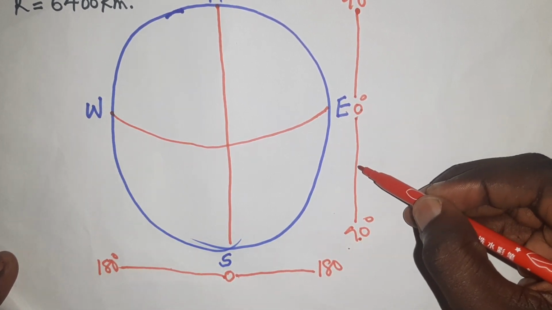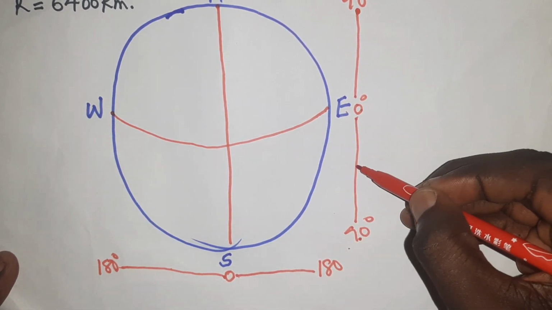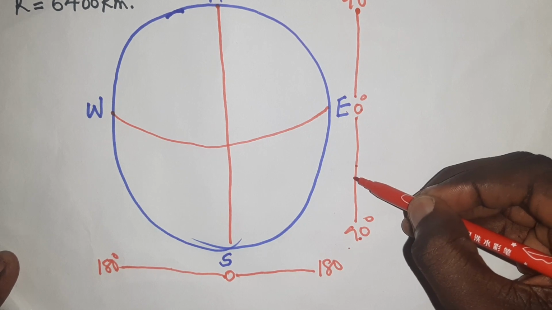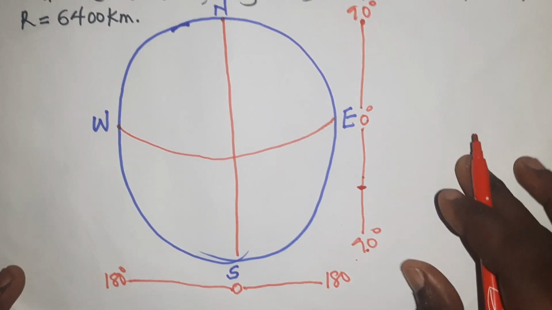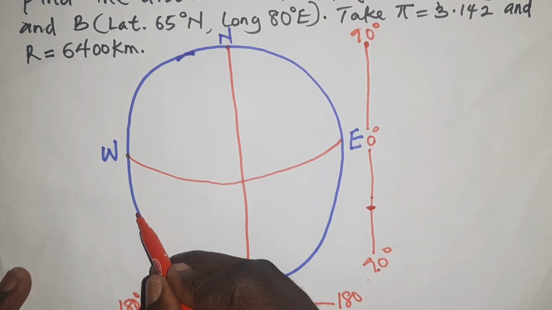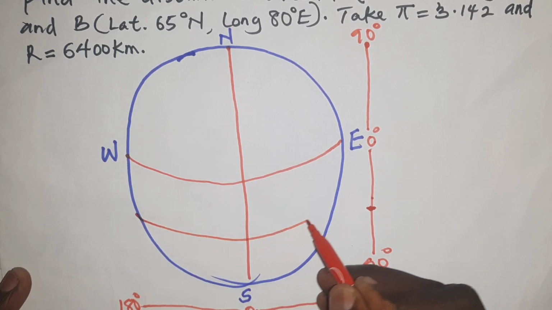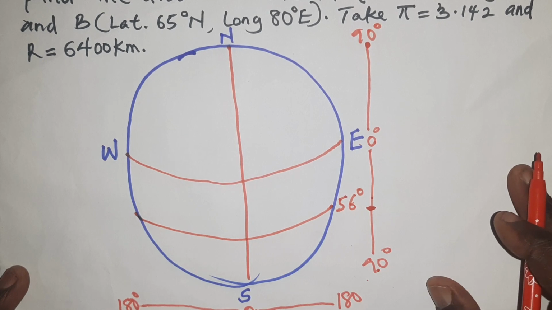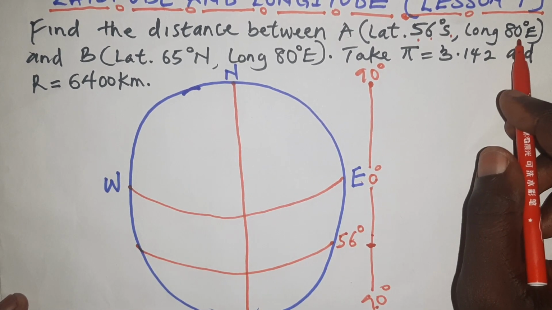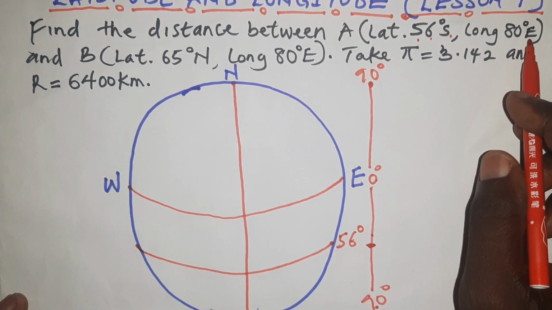56 will be somewhere around this 45. 56 will be, I think, a bit higher than 45. This is a rough sketch. This is not drawn to scale. So let's assume this is our 56 degrees. So I'll draw my latitude for 56 degrees here. This is 56 degrees.